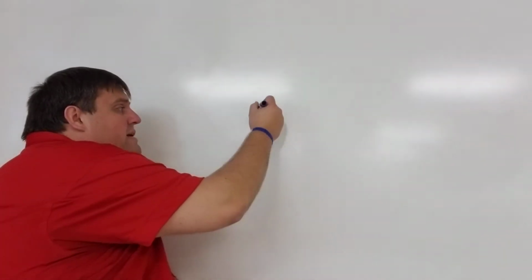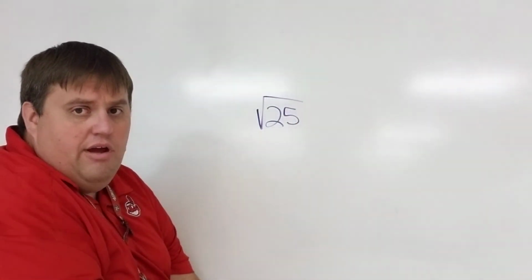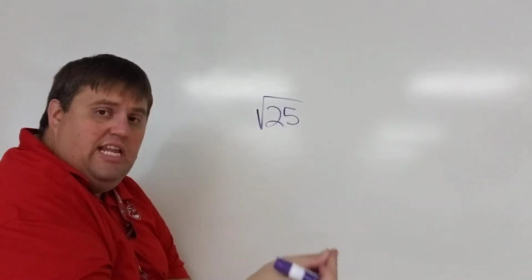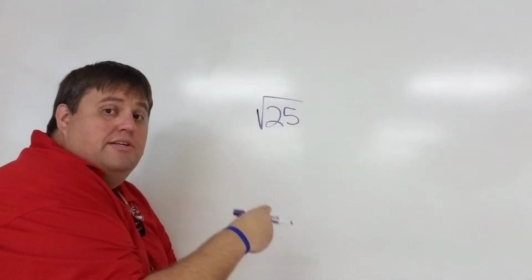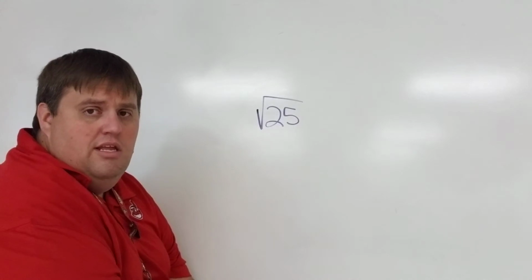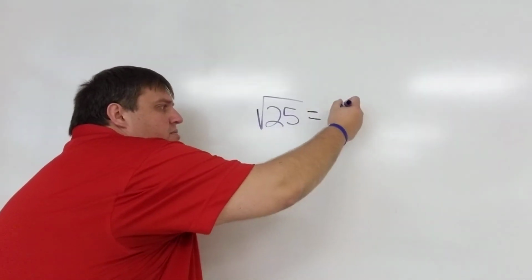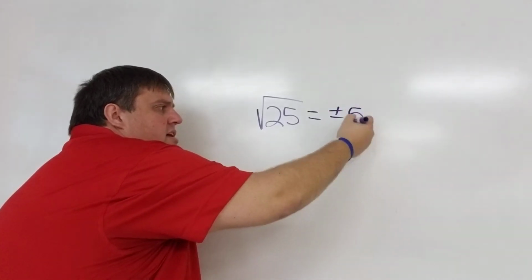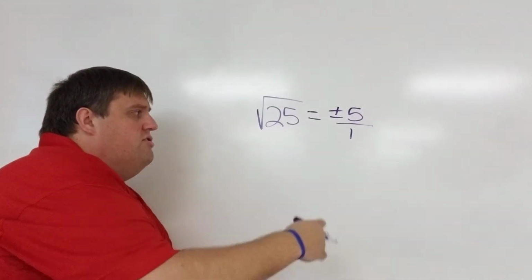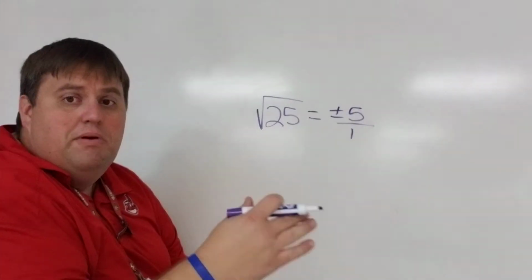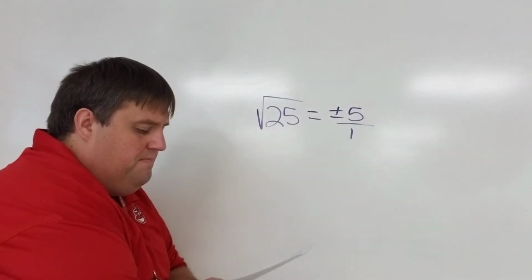However, square root of 25 is a perfect square, right? We know that square root of 25 is 5 and negative 5. That means I could say this one's rational because it's a perfect square. That's the other way that we could do this. You could have said it equals plus or minus 5, and then you could put that over 1. That's okay. But you could also just say it's rational because it's a perfect square. That only works with perfect squares, perfect cubes.